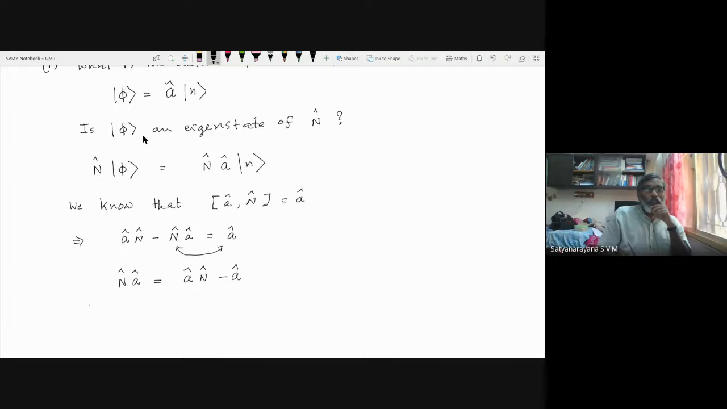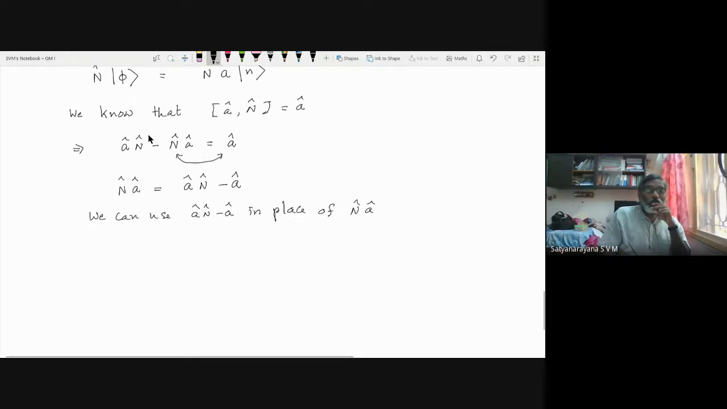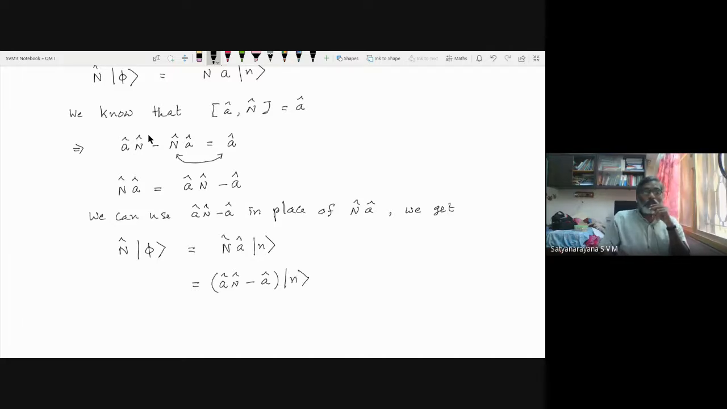Okay, so we can use AN minus A in place of the operator NA. So as a result, our starting point was, what is N operating on phi, which we have written as NA operating on |n>. Now instead of NA, I'm going to write it as AN minus A operating on |n>. So this I can write as AN operating on |n> minus A operating on |n>.